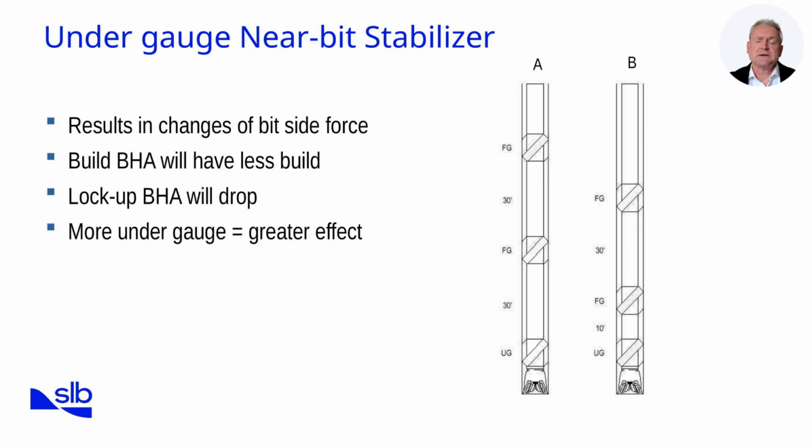Now let's connect this to the points on the slide. First, using an undergauge stabilizer results in changes to the bit side force. A build type BHA fitted with undergauge will have less ability to build inclination. A lockup or pendulum type BHA will drop angle, as we see here, and the effect becomes more pronounced the greater the amount of undergauge applied. So the key message is both assemblies drop, but stabilizer spacing controls the severity of that drop.